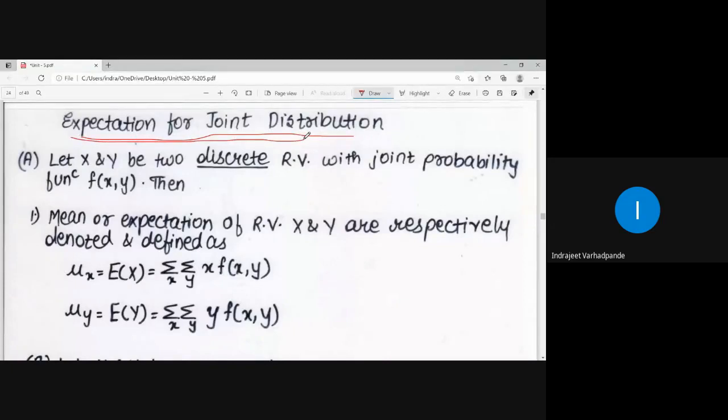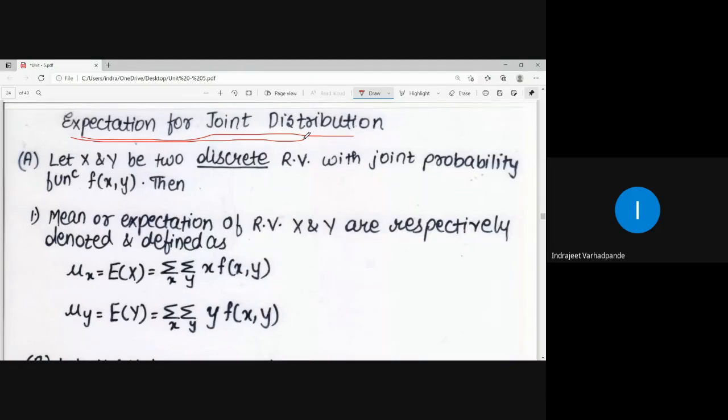Expectation for joint distribution. In the previous discussions, we had learnt about mathematical expectation, variance, and standard deviation. Mathematical expectation is nothing but the arithmetic mean or the average. But all that discussion went only for the single random variable, which is usually denoted by X. And before this also, we have talked about the joint distribution.